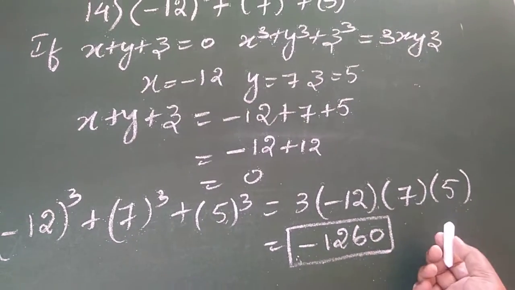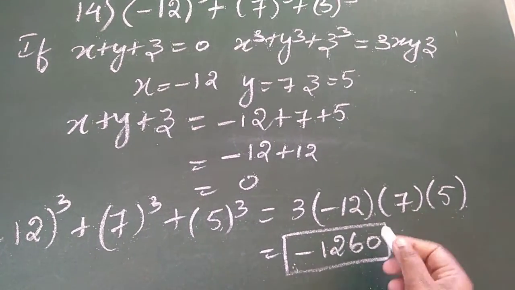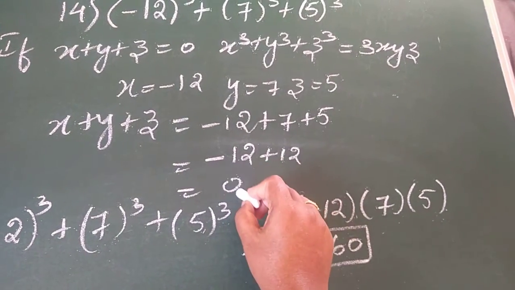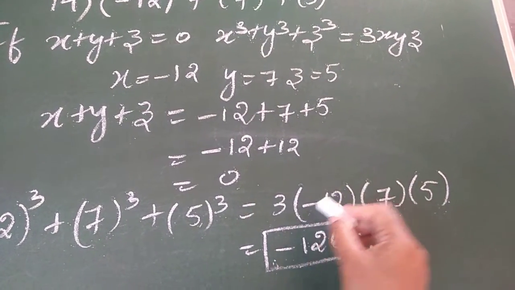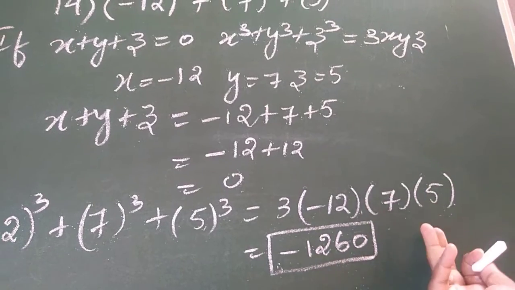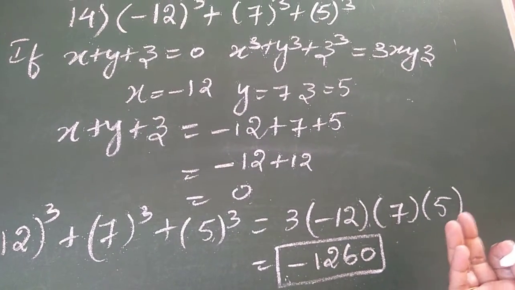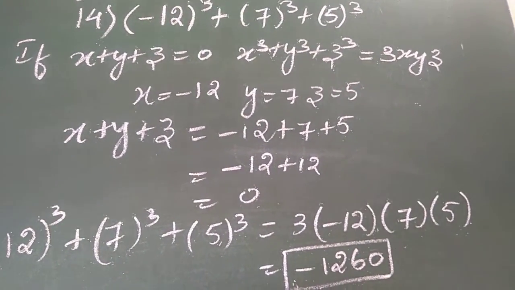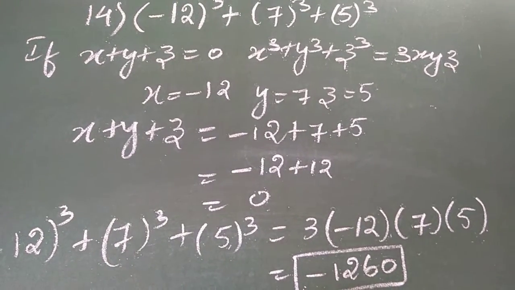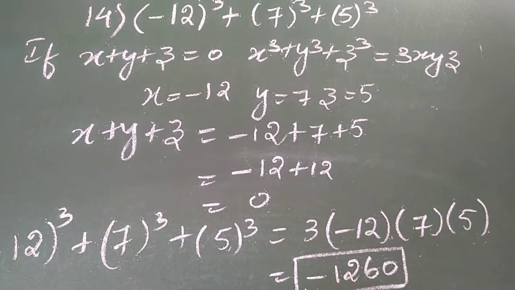Next sum you try yourself, children. First you add all the three numbers. If you get 0, then multiply all the three numbers with 3. You will get the solution. If you are not getting it, I will give you the notes, copy from the notes, and if you are not understanding, call me. I will explain you once again. Okay.